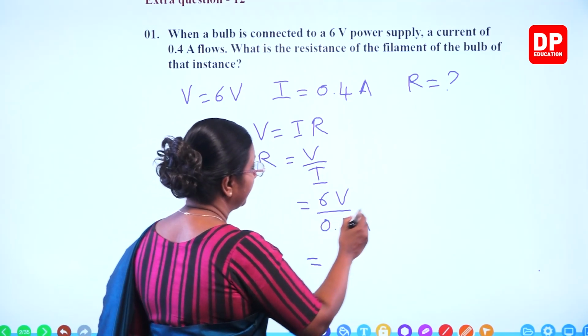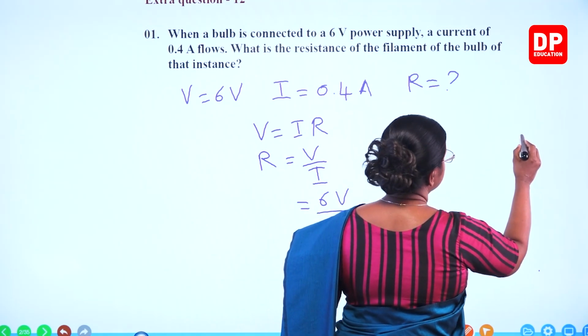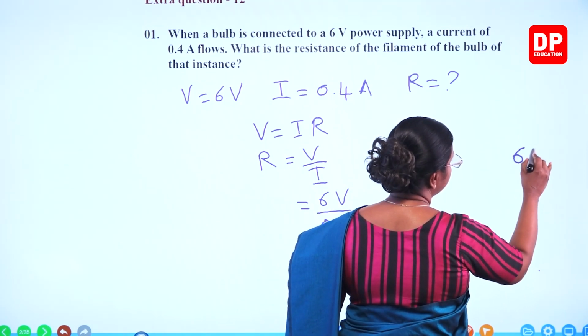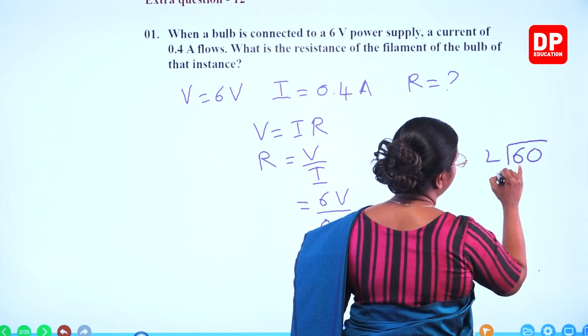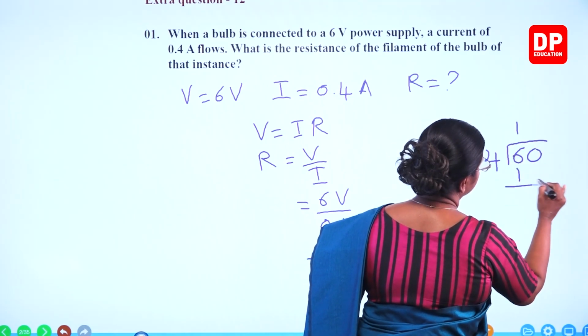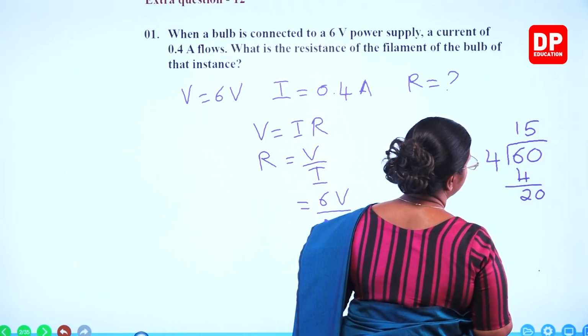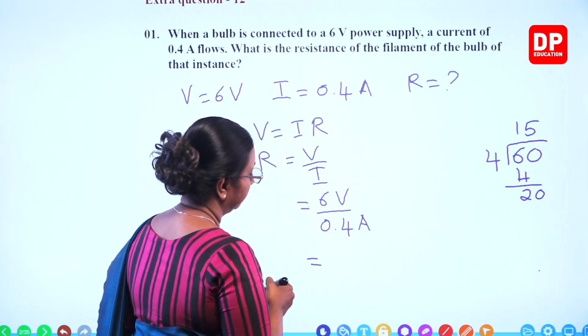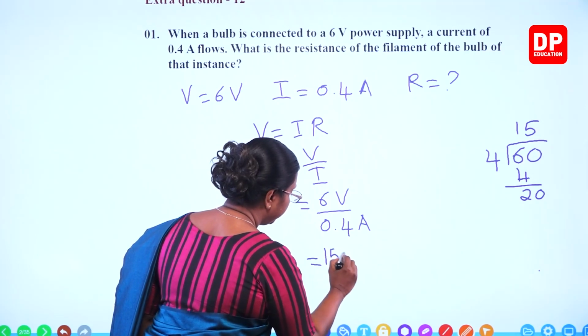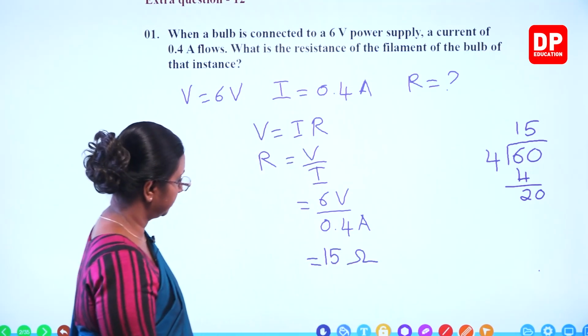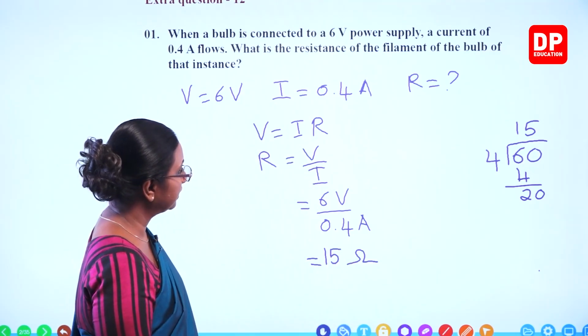So this is going to be, if you simplify it, 6 divided by 0.4, you can divide 60 by 4. So 50. So that is going to be 15 ohms resistance. That is going to be the value.